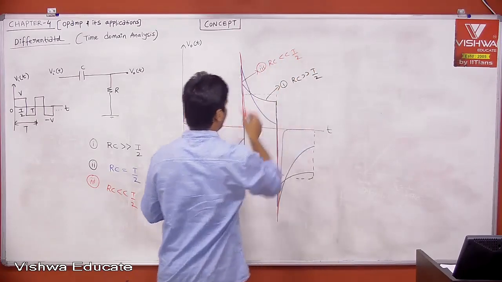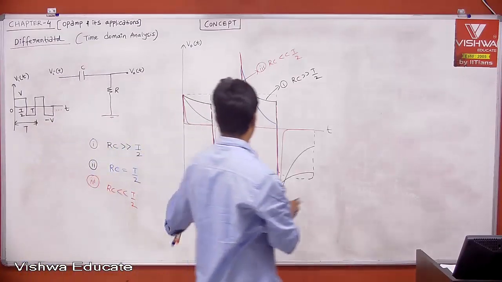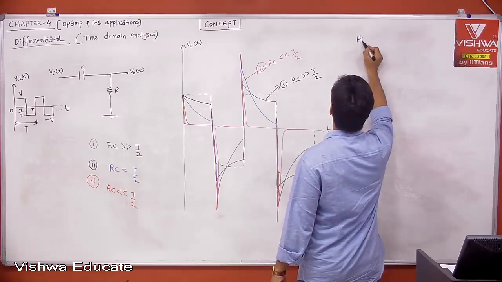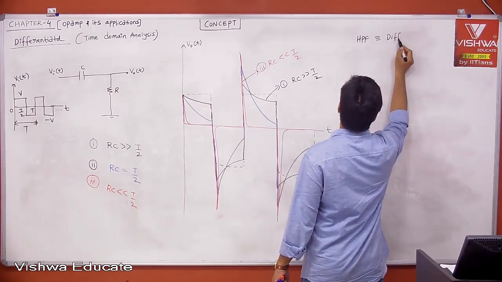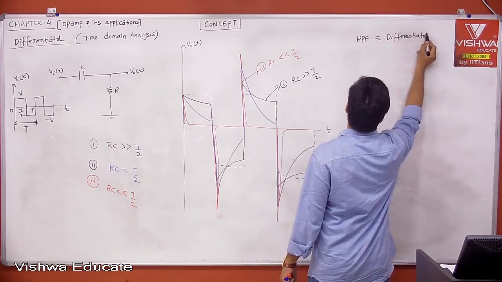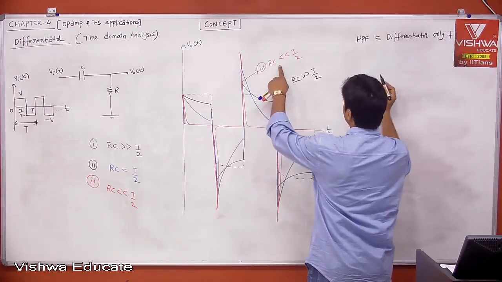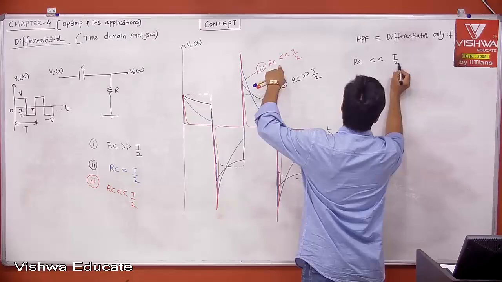where your RC is very much less than T by 2. Therefore, we want this condition to say that it is doing differentiation. So tell me, your RC circuit or high pass filter is acting as a differentiator only if the condition RC should be very much less than T by 2.